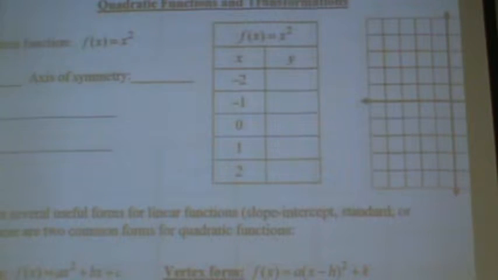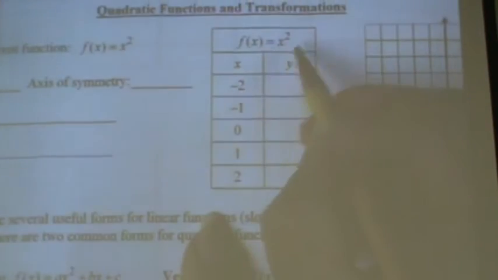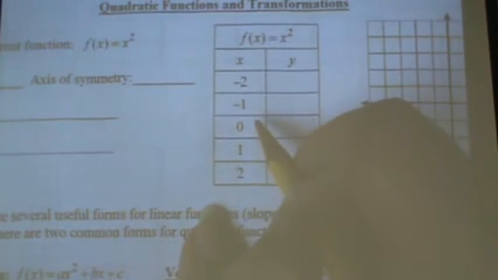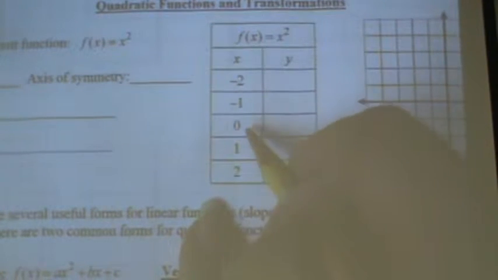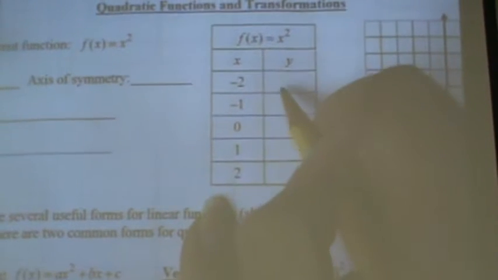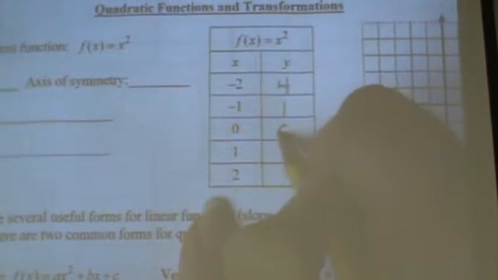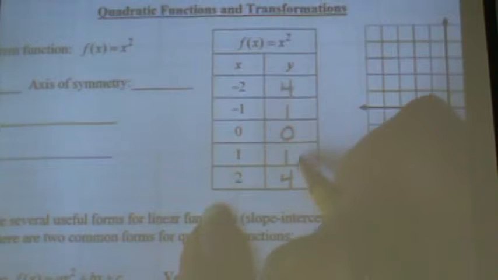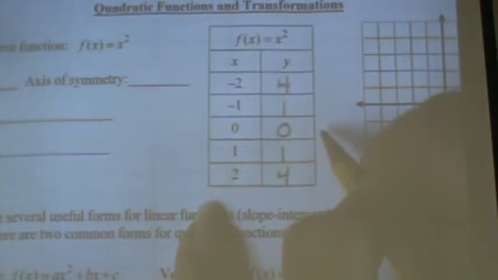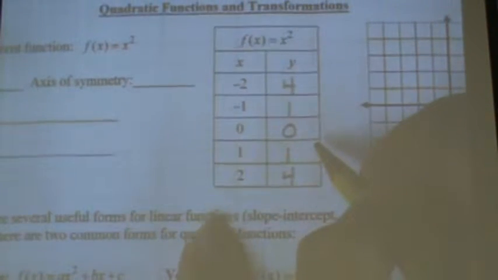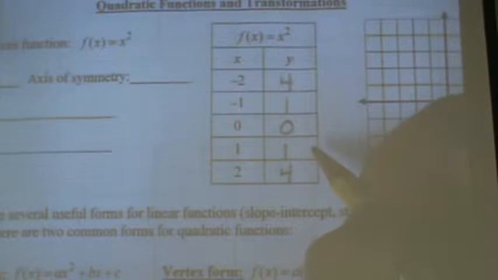So let's start off by taking a look at the parent function of the quadratic. How did we do our table of values? We squared them, because that's the rule. The rule says to take -2, -1, 0, 1, and 2, and if we square them, we end up with 4, 1, 0, 1, and 4. We are going to use these 5 ordered pairs in all of the graphs.